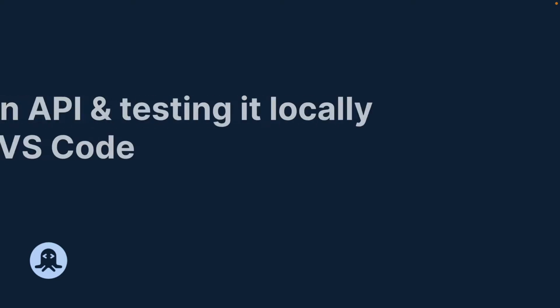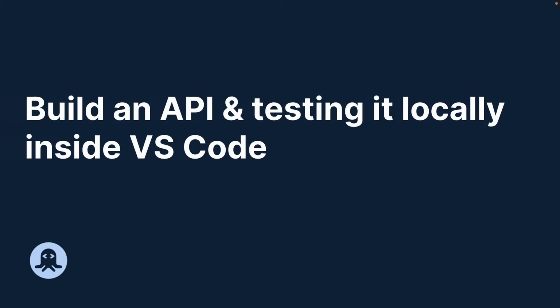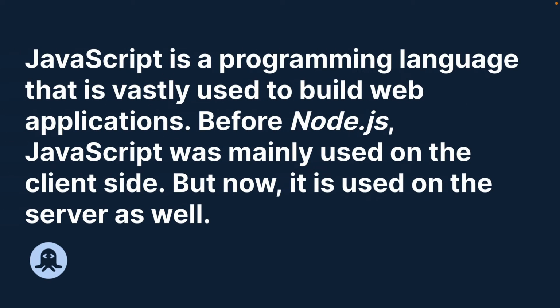Let's now talk about how you can build an API and test it locally inside Visual Studio Code Editor. JavaScript is a programming language that is vastly used to build web applications. Before Node.js, JavaScript was mainly used on the client side, but now it is used on the server as well. Over time, the developers created several libraries and frameworks using JavaScript.